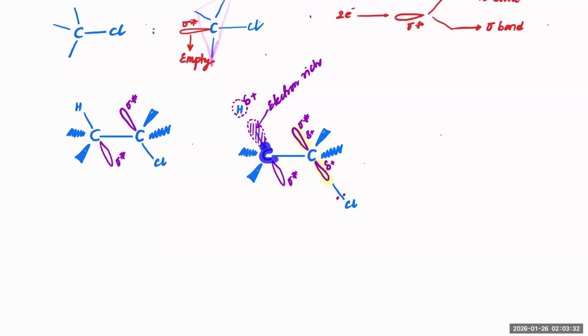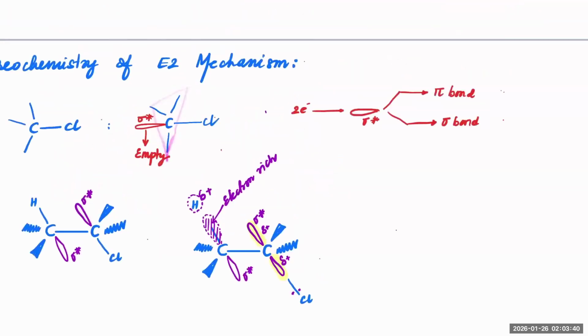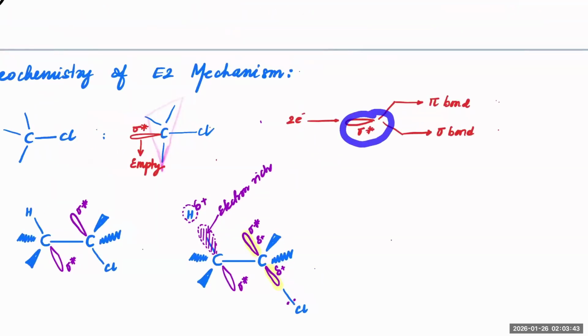If two orbitals which are parallel to each other start making an interaction, what do we call it? We call it a pi bond. So that's what I told you. Either sigma star can be responsible to form a pi bond or a sigma bond. So only if this orbital and this orbital are parallel to each other, chances are there is a formation of a pi bond, correct? And that's what we expect in the E2 mechanism, isn't it?